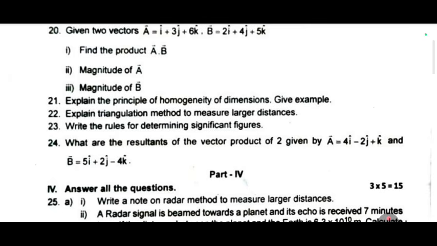21: explain the principle of homogeneity of dimensions. Give an example. 22: explain the triangulation method to measure larger distance. 23: write the rules for determining significant figures. 24: find the resultant of the vector product of two vectors given by a vector value 4 i vector minus 2 j vector plus k vector and b vector value 5 i vector plus 2 j vector minus 4 k vector.